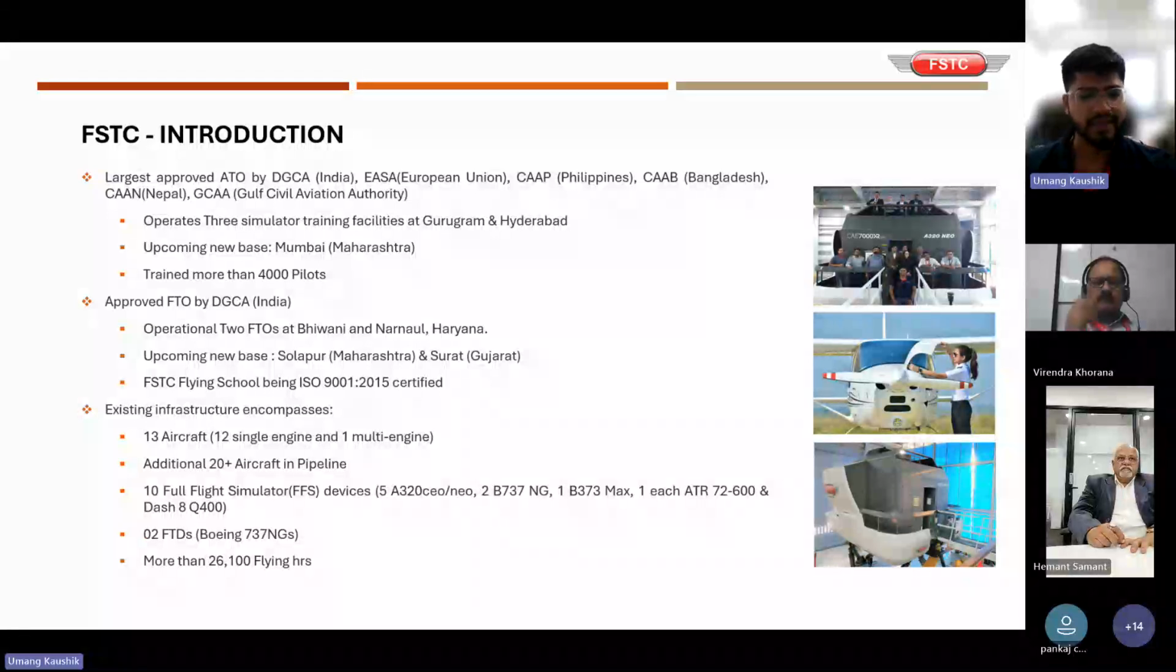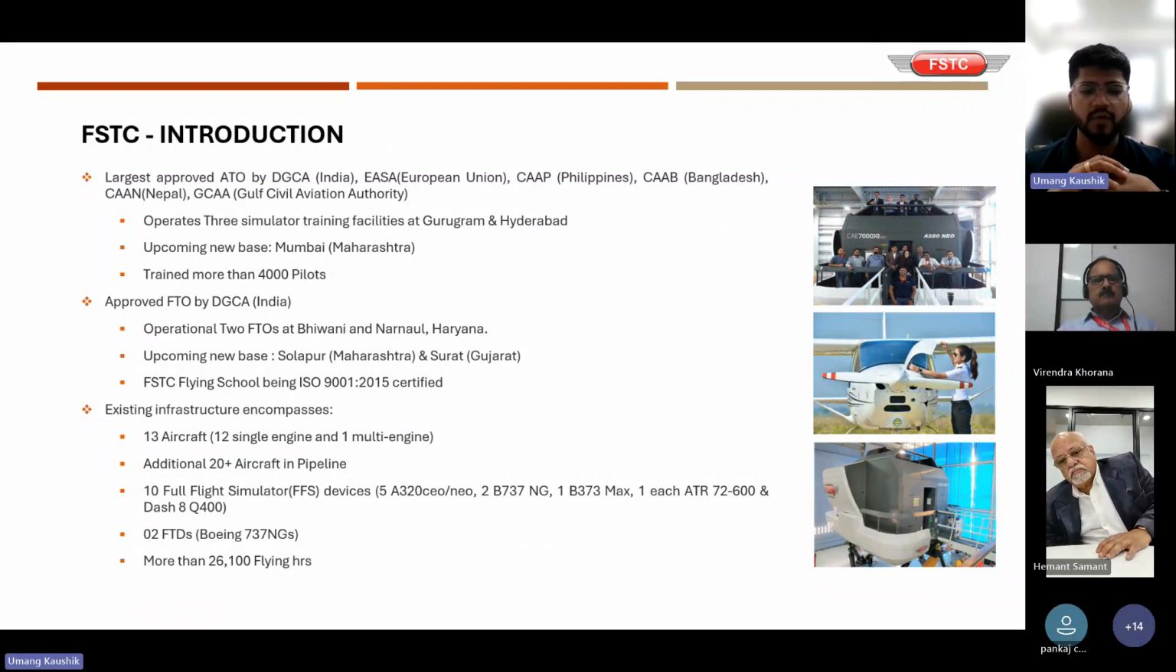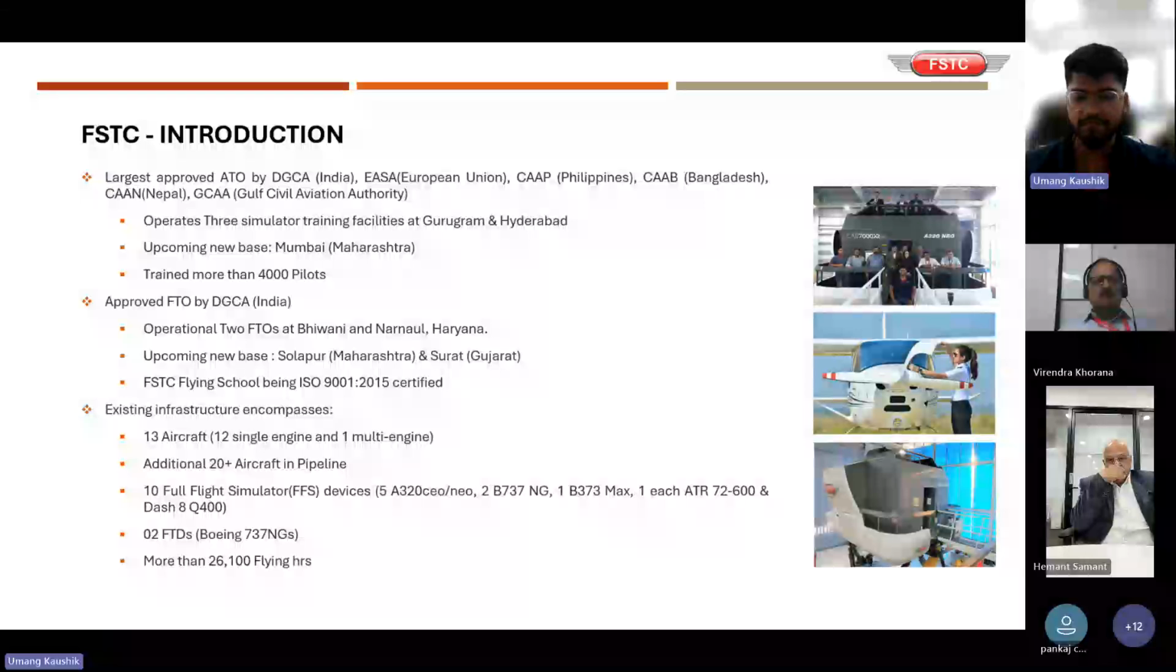Our current infrastructure contains 13 aircraft, 12 single engine and 1 multi-engine. An additional 20 plus aircraft are in the pipeline, a project for the next 10 years. Currently, we have 10 full flight simulators, all level D certified: 5 A320 Neo and CEO, 2 Boeing NG, 1 Max, and 1 each of ATR 72-600 and Dash 8 Q400. We also have 2 FTDs and have clocked more than 26,100 flying hours and 13,000 plus simulator hours. So that's all about FSTC as of now.